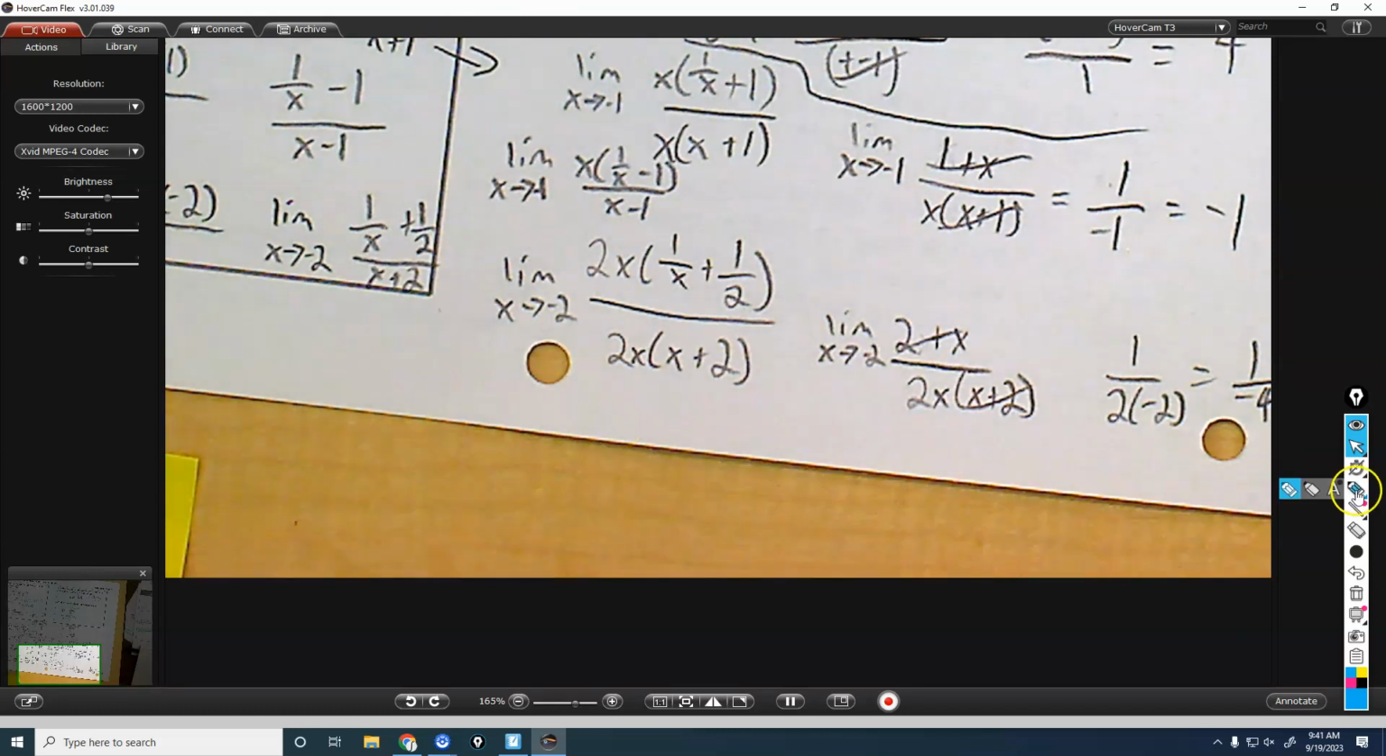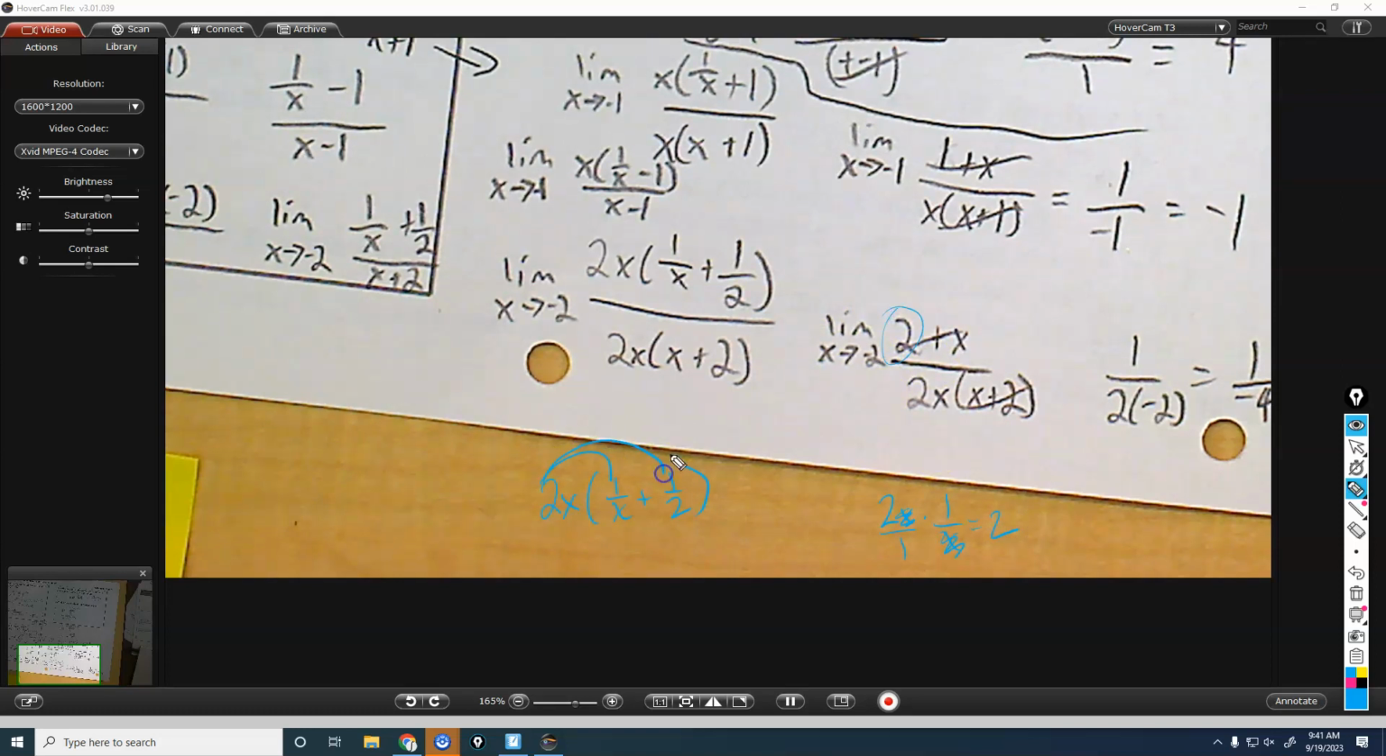Here is why that works. Whenever you have 2x times 1 over x plus 1/2, when you distribute, you're doing 2x times 1 over x. 2x is over 1. That x cancels with this x. You just get 2. So that's what you see Jeremy has right there.